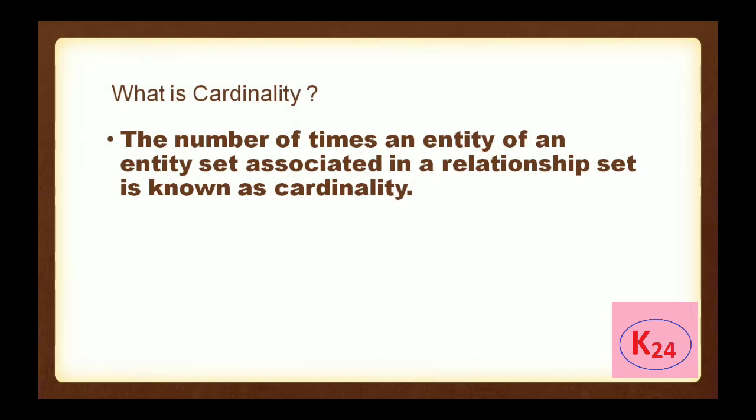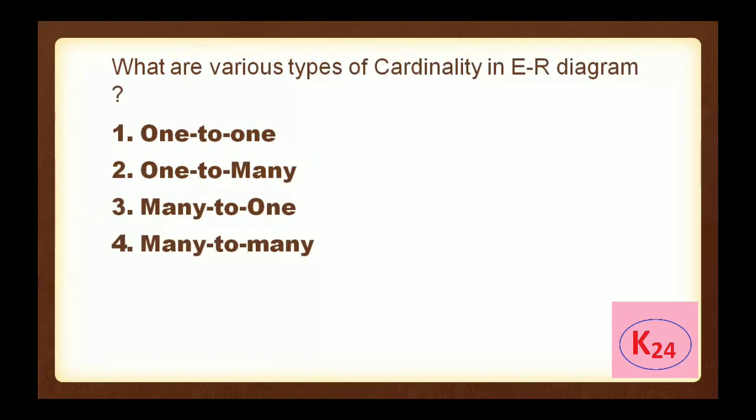And how many types of cardinality? We have mainly four types: one to one, one to many, many to one and many to many. So one to one means an entity in A is associated with at most one entity in B, and an entity in B is associated with at most one entity in A.